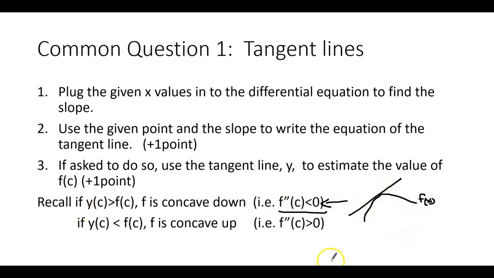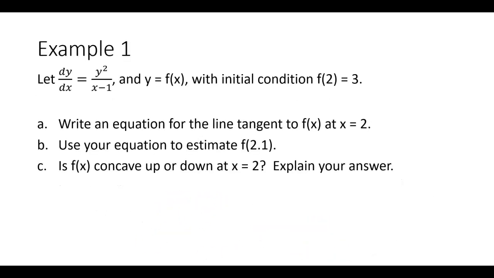Now, if your tangent line is less than your function, that would mean your function's above the tangent line. And the only way that's going to happen is if f is concave up. So if f is concave up, that would mean your second derivative is positive. So now let's go back to the question then and take a look at this.